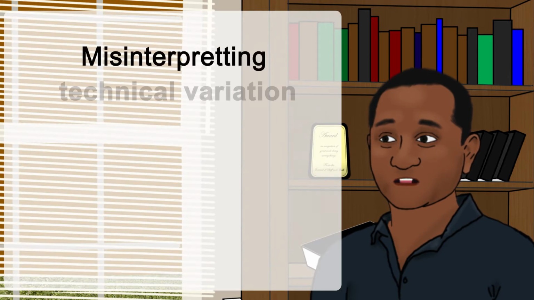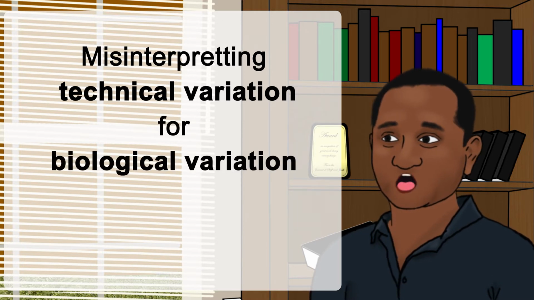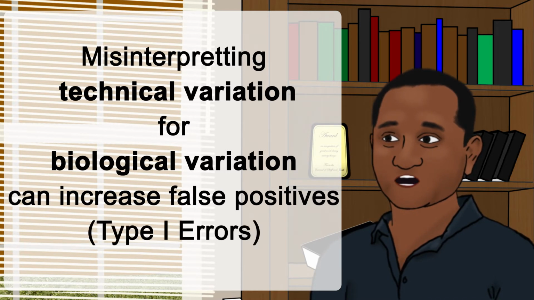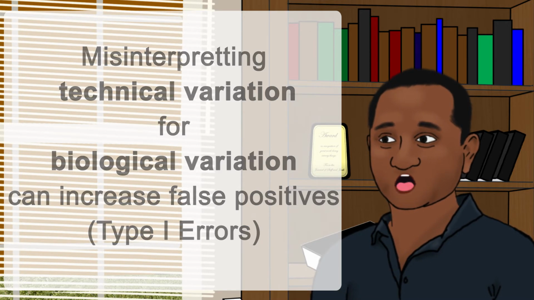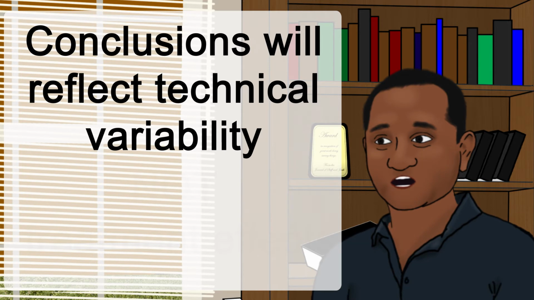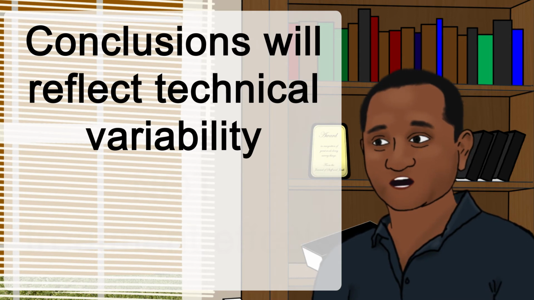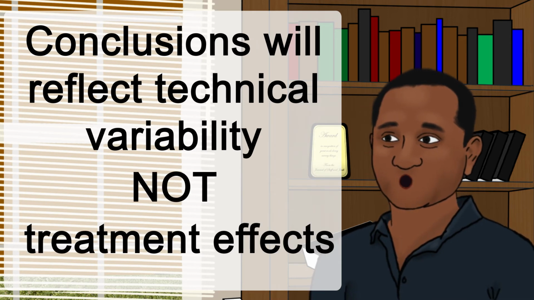If we misinterpreted technical variation with biological variation and used it for biological inference, we would have an excess of false positives. Extremely small error bars on biological measurements may merely reflect measurement error, not biological variation. Therefore, your conclusions would really be based on technical variability such as day-to-day conduct of your experiment or any reagent effects, not the actual effect of your treatment, which is what you are interested in.